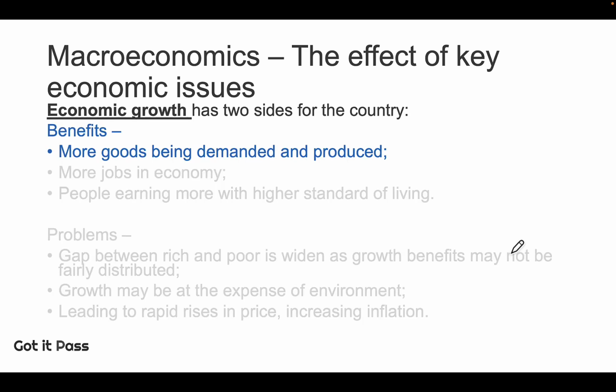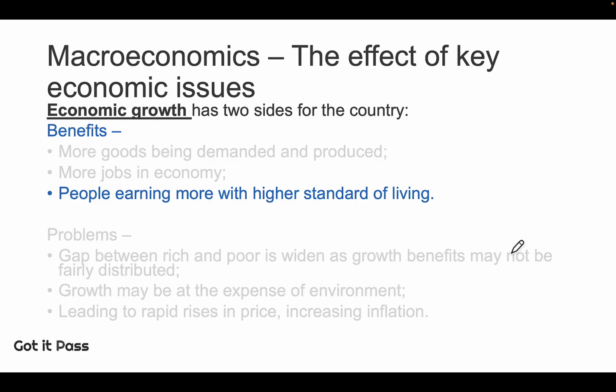The benefits of economic growth. First, more goods are being demanded and produced, because firms or companies are more positive or optimistic about the economy, so they will increase their production lines and their investments to produce more goods for the higher demand. If it happens, it means that more jobs will be created in the economy, meaning more people will be employed. It also leads to people earning more, with a higher living standard.